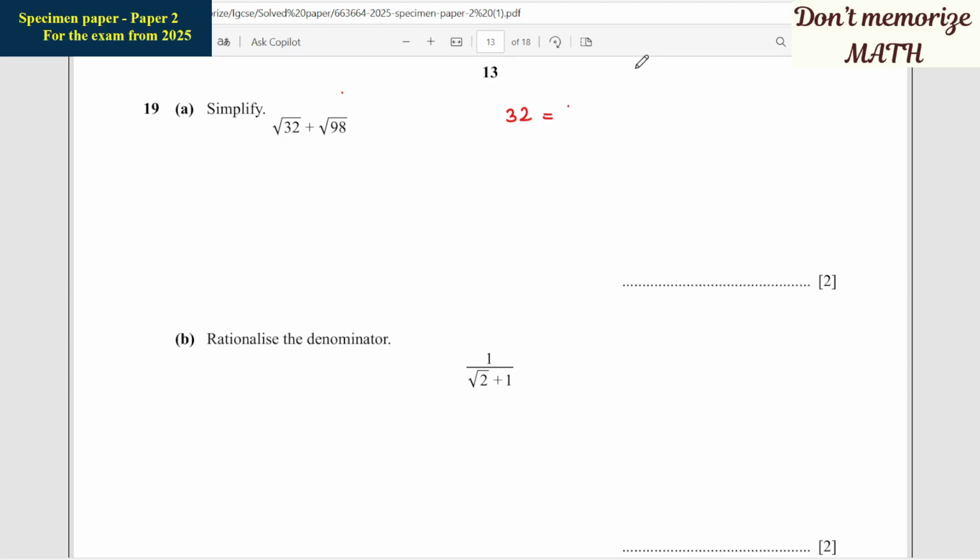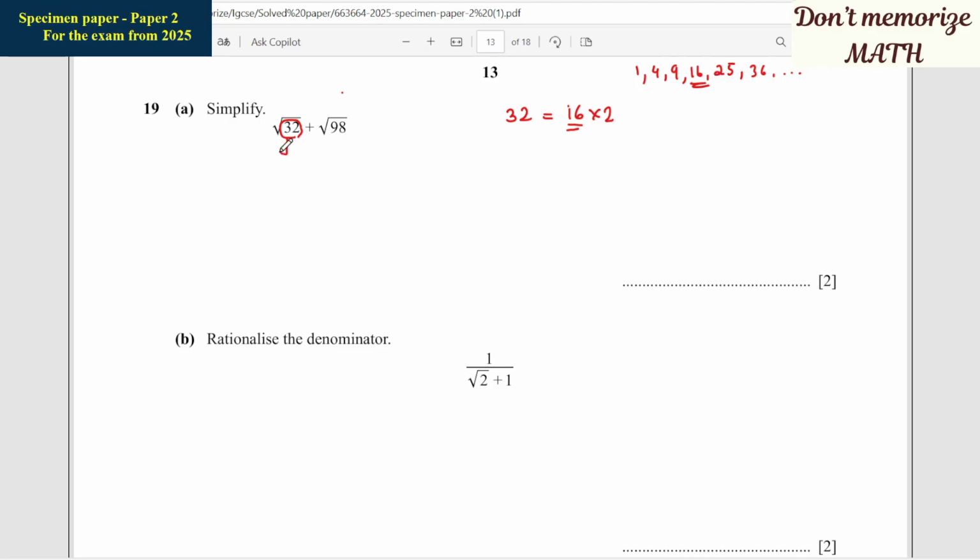So, what are perfect squares? Perfect squares are 1, 2 square is 4, 3 square is 9, 4 square is 16, 25, 36. These numbers are called perfect squares. Whatever number you have inside the square root, you have to write that number as a product of a perfect square, or we can say a square number, times some other number. So we can write 32 as 16 times 2. 4 square is 16, so 16 is a perfect square.